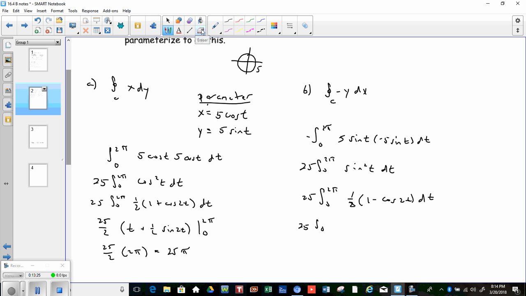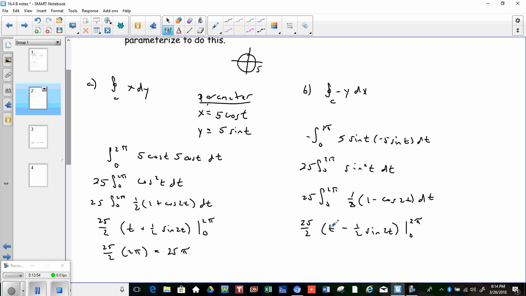Actually, let's get rid of that. We're going to go ahead and pull the 1/2 out to the front. So we'll get 25 halves. We'll take the antiderivative of 1, which is t. Antiderivative, again, of negative cosine 2t is negative 1/2 sine 2t. I think I said pi in there. I'm not sure. Should have been t. From 0 to 2 pi.